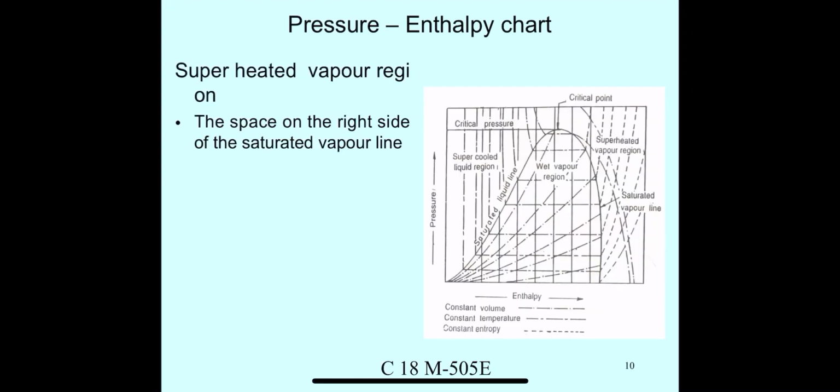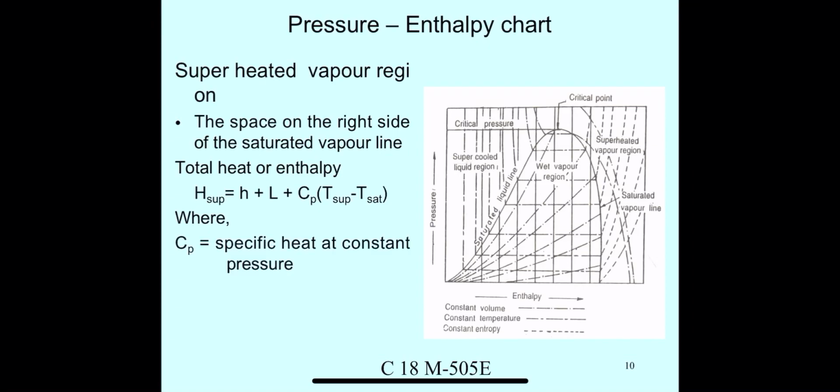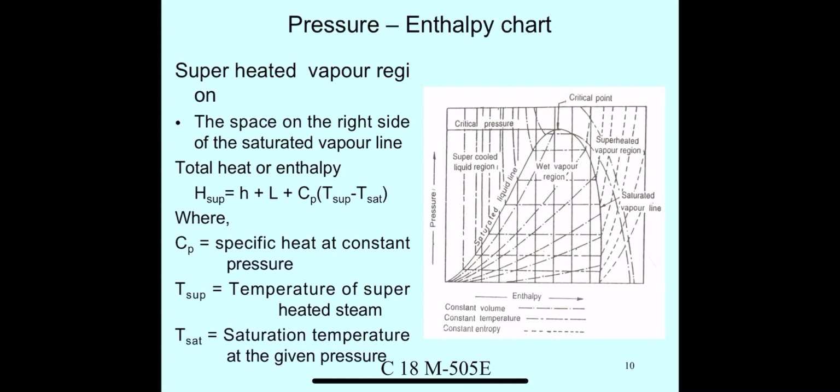Okay, so for the superheated vapor region, the space on the right side of the saturated vapor line, the total heat or enthalpy H superheated is equal to small h plus capital L plus Cp times (T superheated minus T saturated). This is in the vapor region. We consider Cp as the specific heat at constant pressure, T superheated as the temperature of the superheated steam, and T saturation as the saturation temperature at the given pressure.